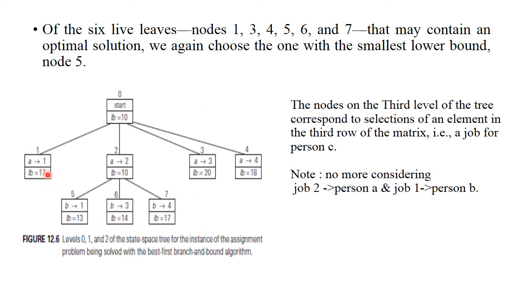Among nodes 3, 4, 5, 6, which leaf gives you the minimum cost? That is node 5. So that means job 2 is assigned to person A and job 1 is assigned to person B. We can decide it from this. So now let's construct the next level of the tree.